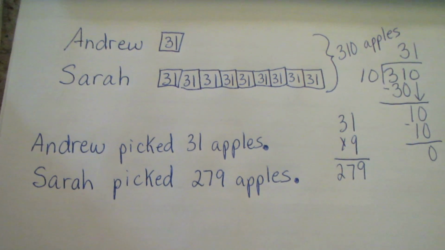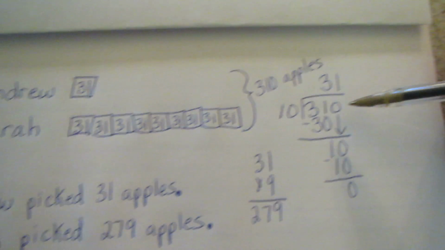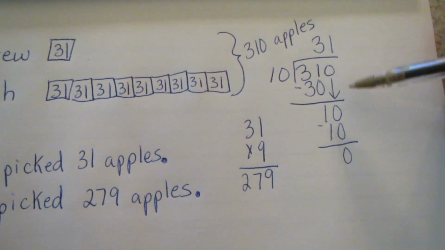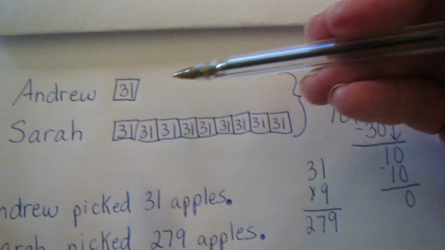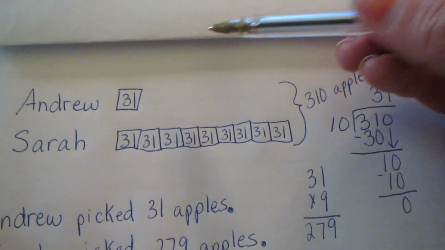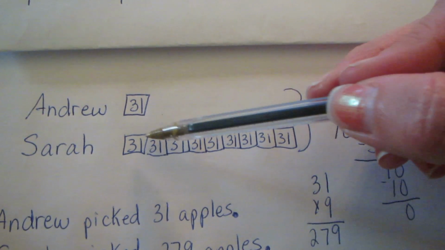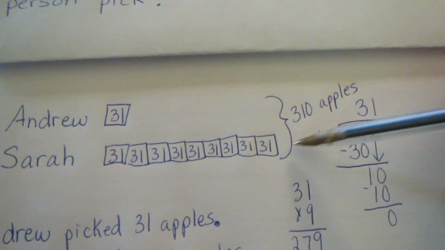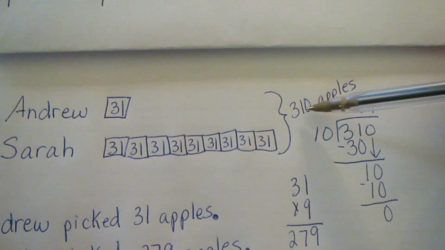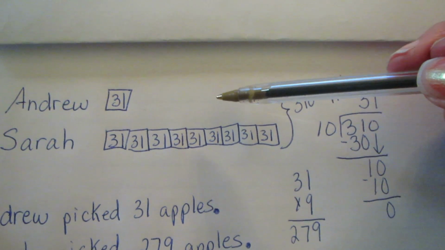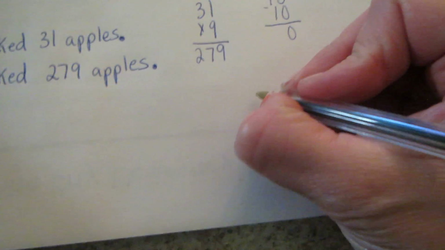Another way you could have figured this out, after you did your division problem and you found out that there are 31 in each group and filled in your 31, you know that Andrew has 31 and you still need to figure out Sarah. What you could do is take your total of 310 and subtract 31. So we're going to do that over here.